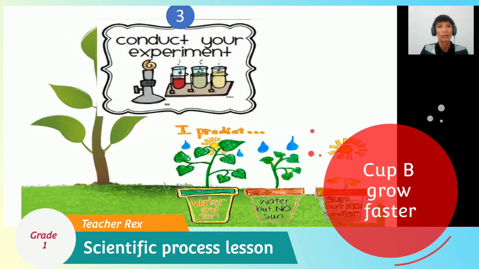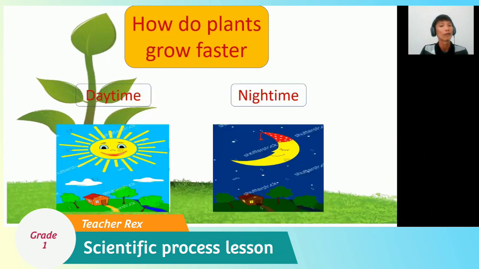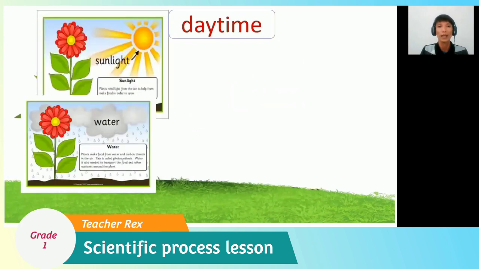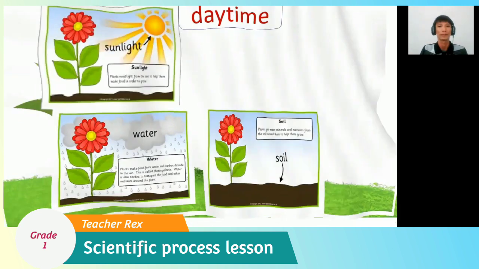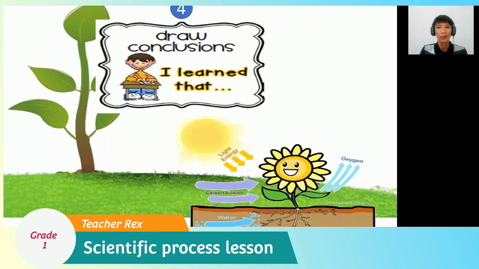Let's go back to number 4. That is sunlight, water, and soil. That is number 4. Draw conclusions. I learned that. The student learned that. Draw conclusions. Okay? What are the conclusions?